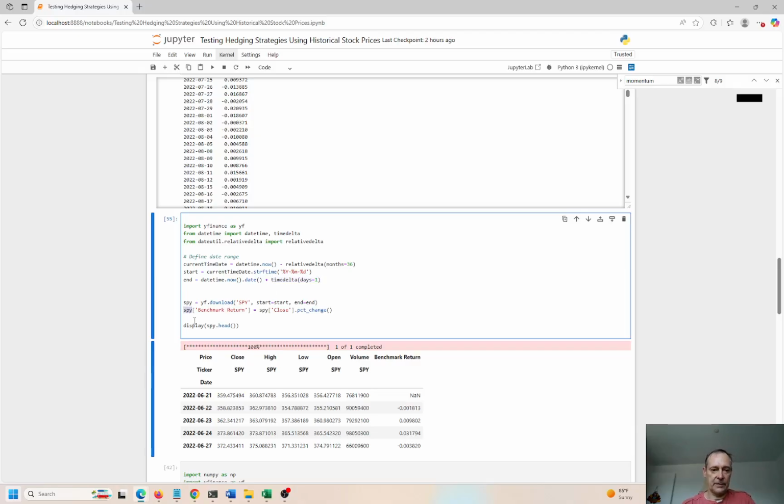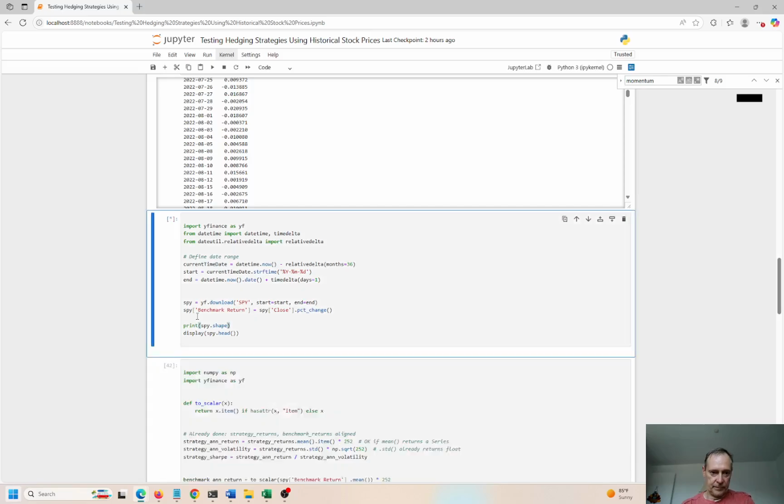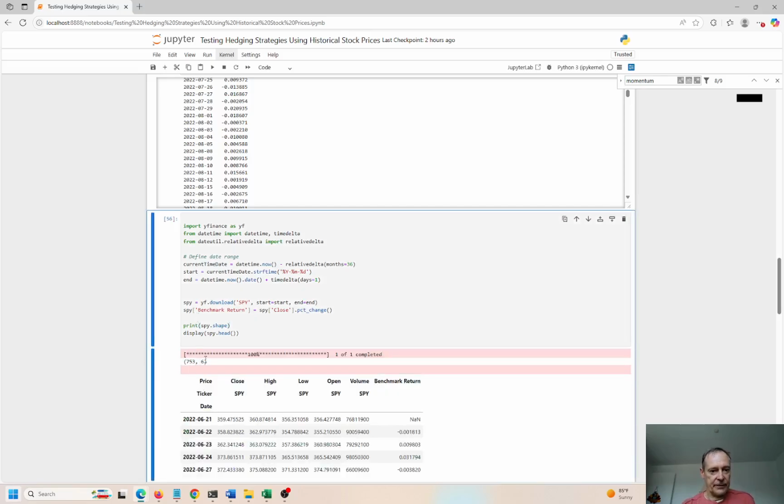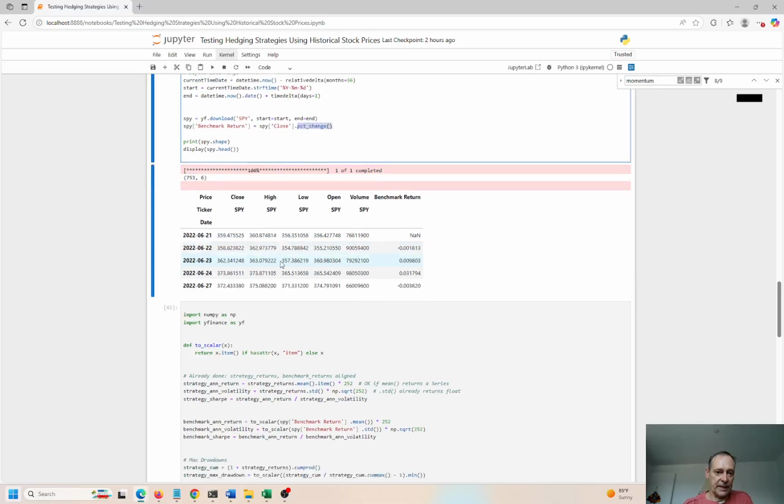I can tell you right now. So print. 753. Okay, and these are the columns over here. So we have open, close, low, high, volume, and then the benchmark return, which is what we're calculating. Okay, so that is the percentage change from the prior day.